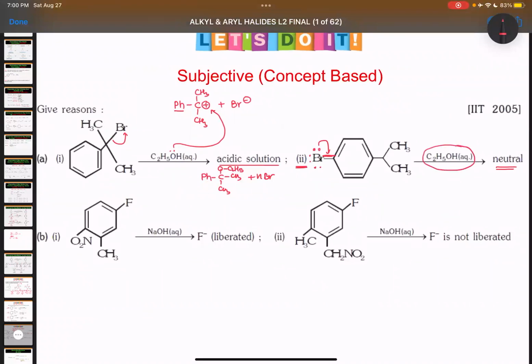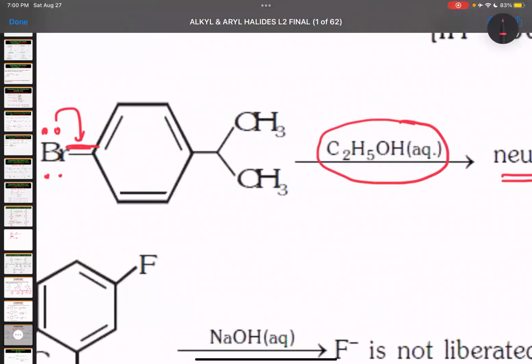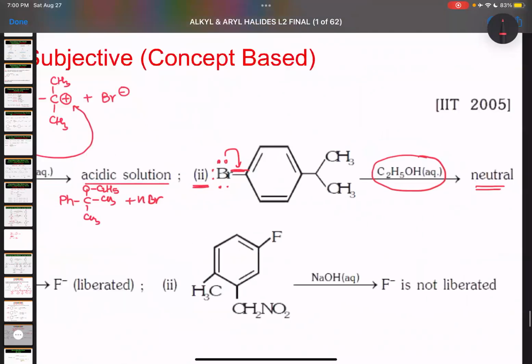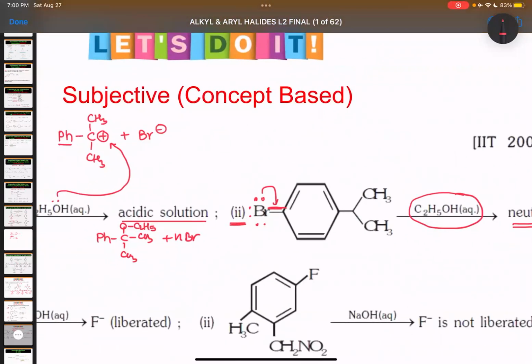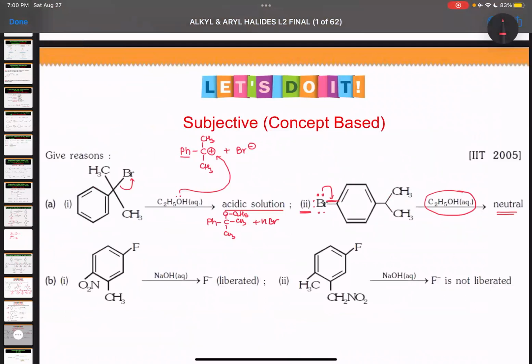This is just a normal nucleophile. You can see this is aqueous condition, no heat is given, and no pressure is given. It is very difficult for us to react this. So the Br is going to stay connected to the benzene ring and is not going to come out. If it doesn't come out, the reaction will remain neutral.